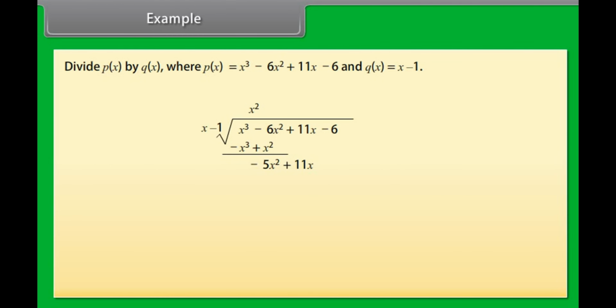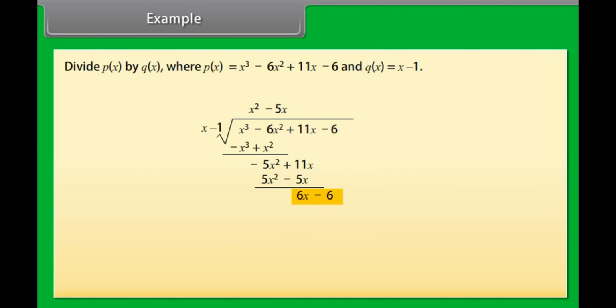In this example, we divide minus x square by x and add the result, which is minus x, to the term already at the top of the division bar. Next, we repeat the third step. We multiply this result, which is on top of the division bar, only the most recently added, and then subtract what you get from the dividend polynomial.